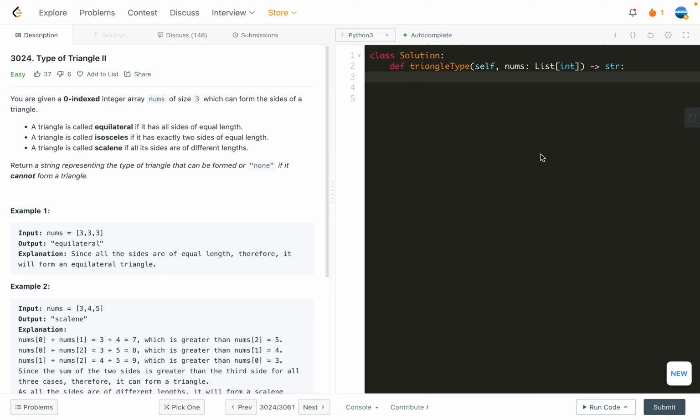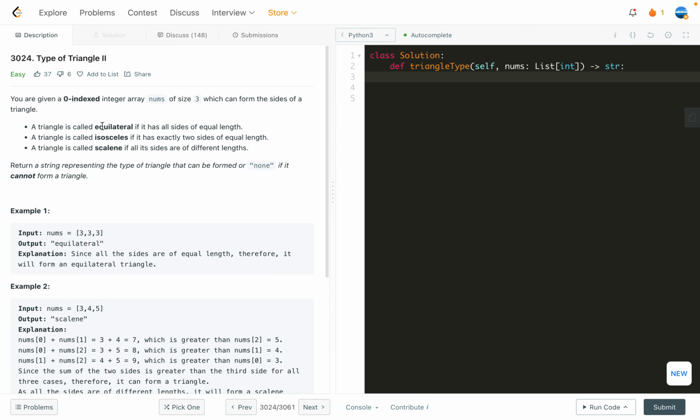Let's have a very simple practice, that is problem 3024, type of triangle 2. In this video, we're going to write some if-else checks so that we can check which type of triangle we have. Here we are given three numbers, right? We want to check if those three numbers can form a triangle, and then further determine their type.